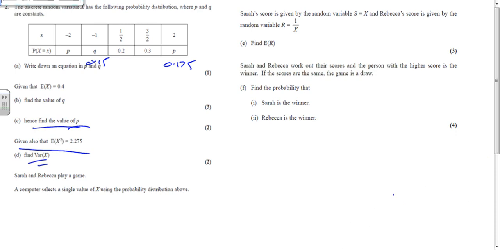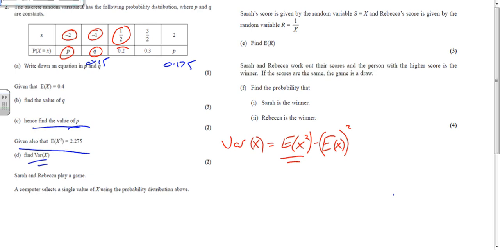Now the variance of X, we can write that down as the variance of X equals E of X squared minus E of X, squared. Now what this means is E of X squared, if I just explain how to do that, you square this value here and times it by the probability. Square this value, times it by the probability. Square it, times it by this. Square it, times it by this. So all of those are squared, then you times it by the probability. You then add it up and that gives us E of X squared.